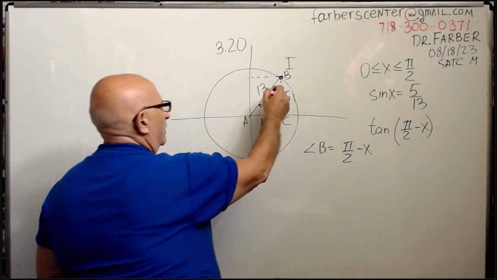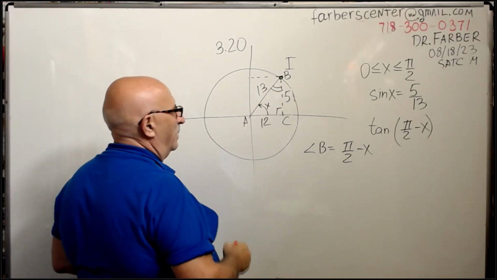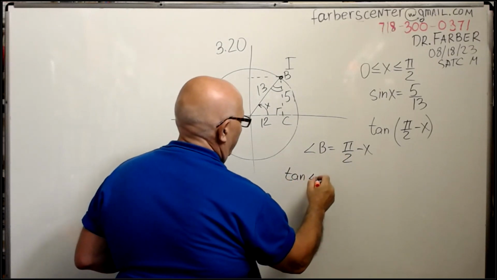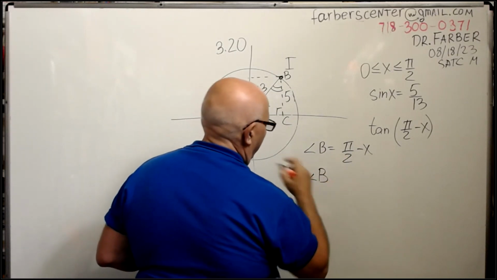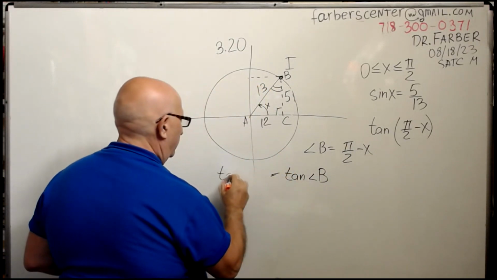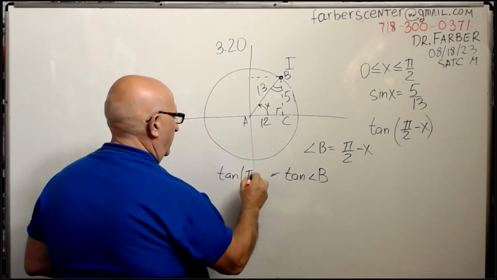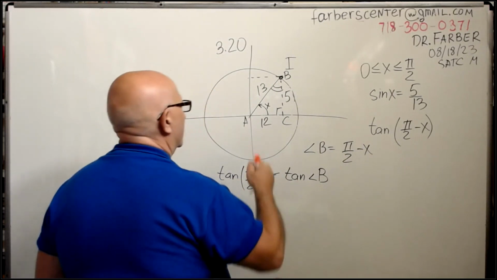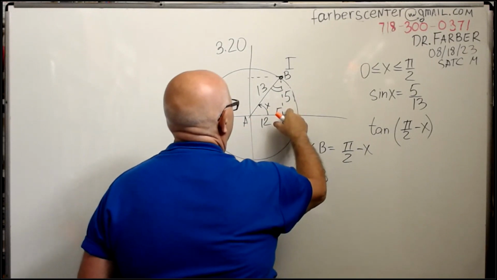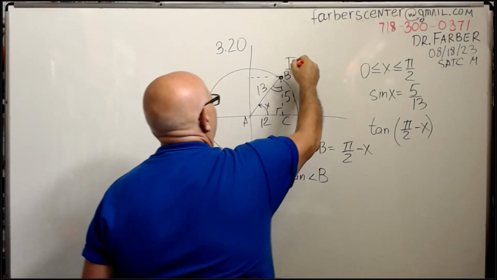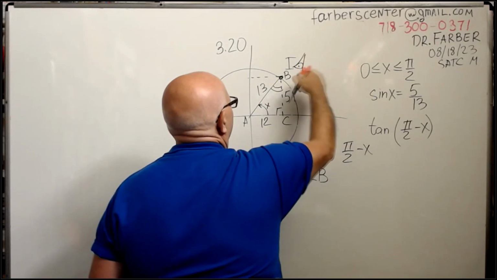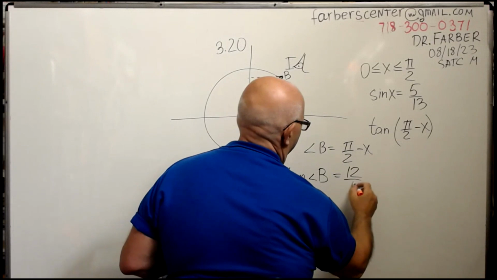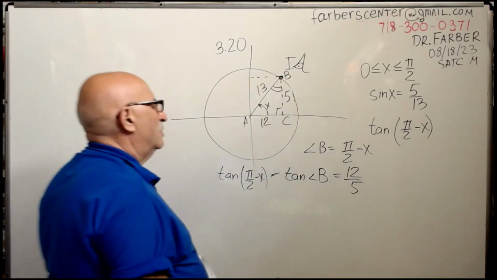I made two lines, so as not to make them the same. And how to find the tangent of angle B? It's the same as the tangent of pi over 2 minus x. What is tangent? Opposite to adjacent. If you look from this side, this is your eye, it is 12 to 5.